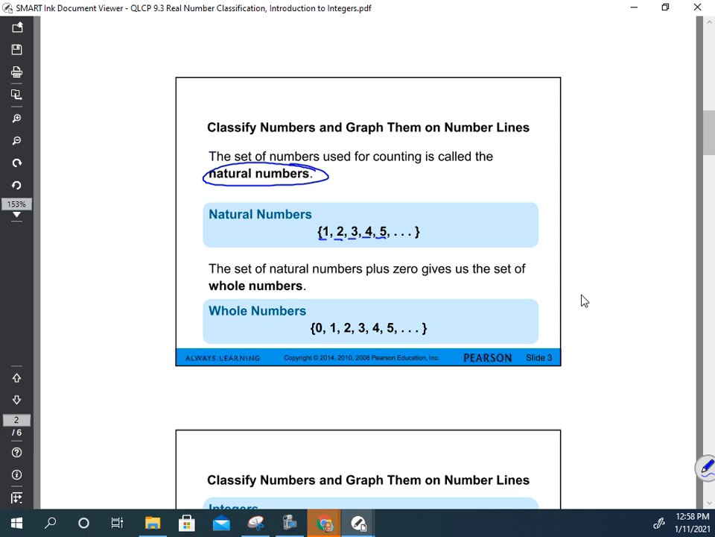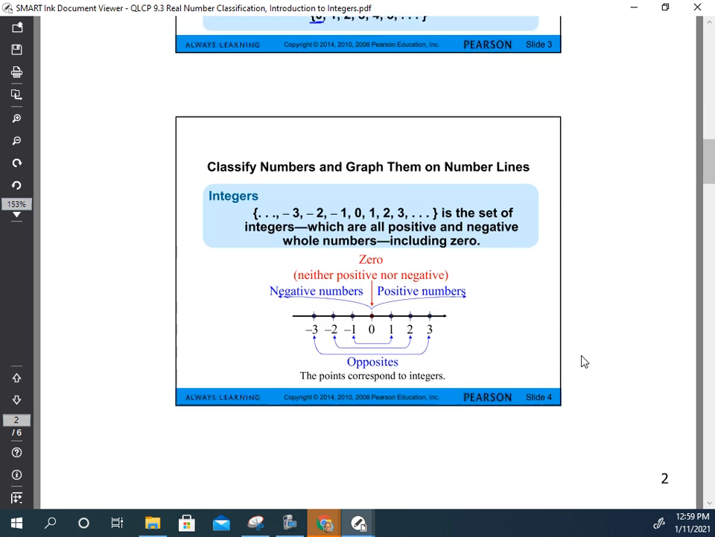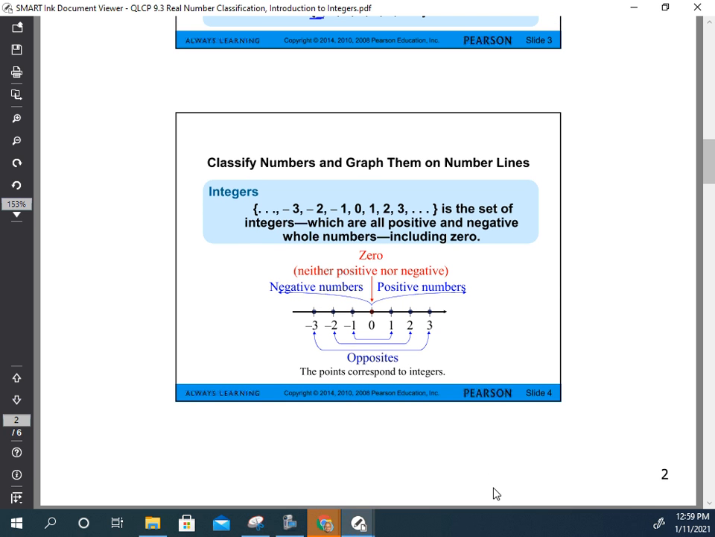Now, once you put 0 in it, you have the natural numbers plus 0. Those are now whole numbers. Natural numbers are what you started counting. Once you add 0 to it, now you have whole numbers. So we've taken care of the right-hand side of the number line.